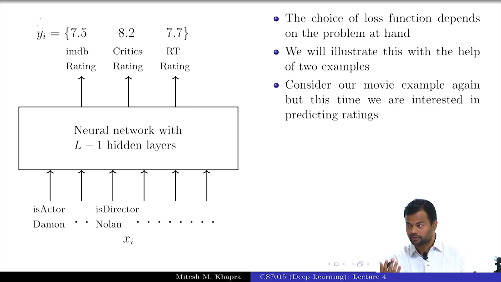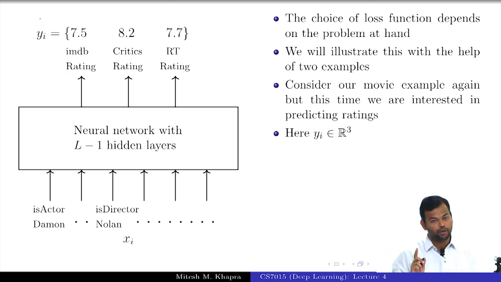Is that fine? Okay. So what kind of problem is this? People who have done machine learning know this is a regression problem. And notice that the output values that you want to predict are not bounded by 0 and 1. They're still bounded by 1 to 10, but in general, you could imagine that there could be problems where there are no bounds at all. It could be a very large number. Is that clear? Okay. Now, here yi belongs to R3.